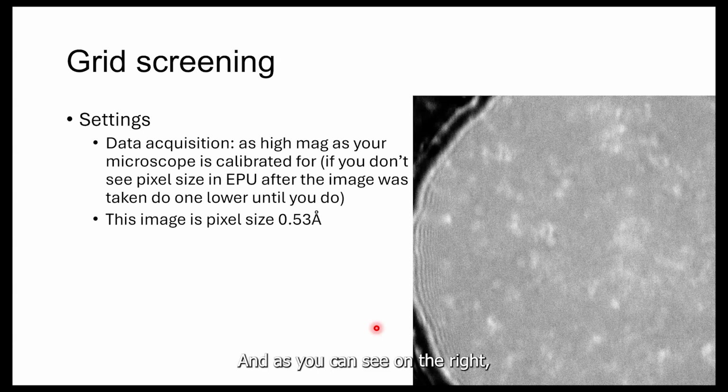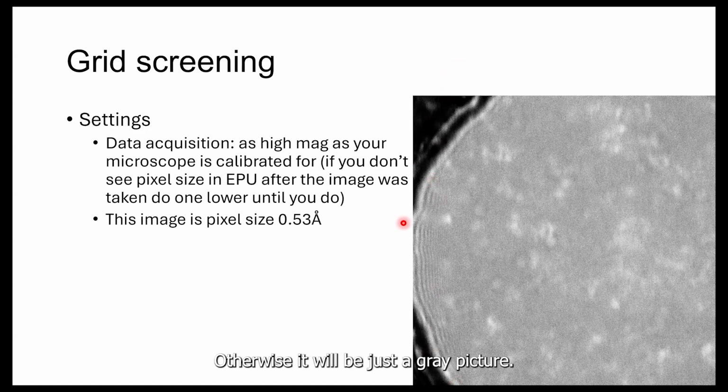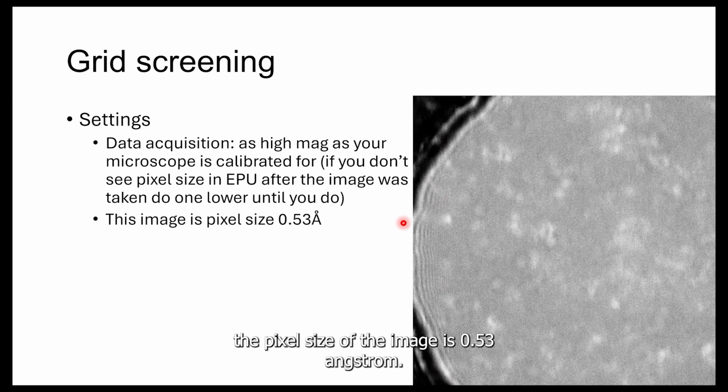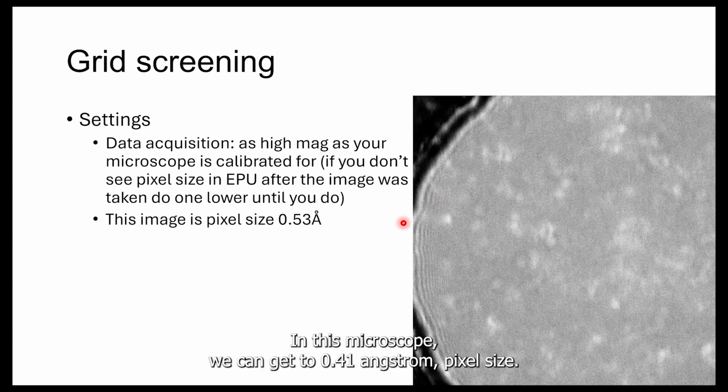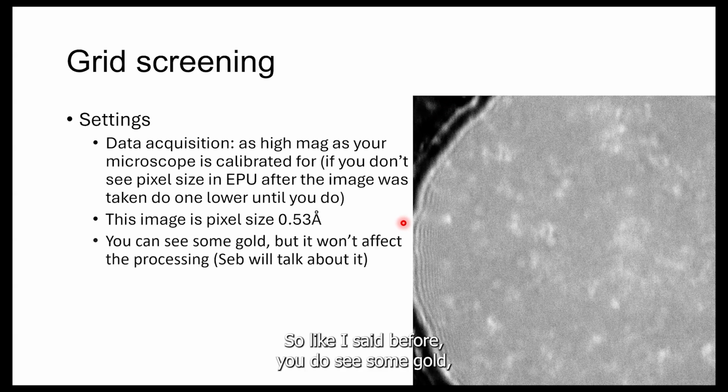And as you can see on the right, I do have some gold in it. It doesn't really matter. I chose this picture in particular because you do see some gold in it. Otherwise, it will be just a gray picture. So it's boring. And in this case, the pixel size of the image is 0.53 angstrom. In this microscope, we can get to 0.41 angstrom pixel size. And it's slightly better, but I didn't see much of a reason to show that picture because it's even harder to find gold in it to show you. Yeah, it's an actual hole and not just a gray image. So like I said before, you do see some gold.